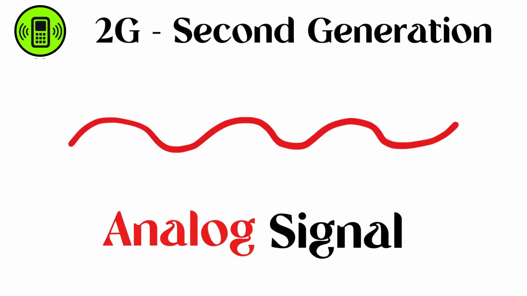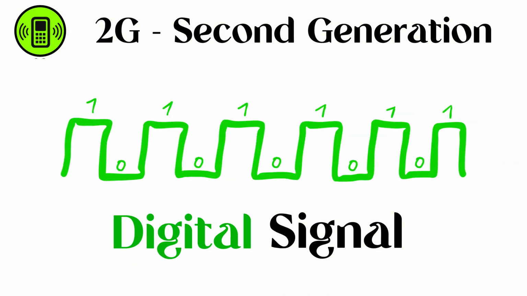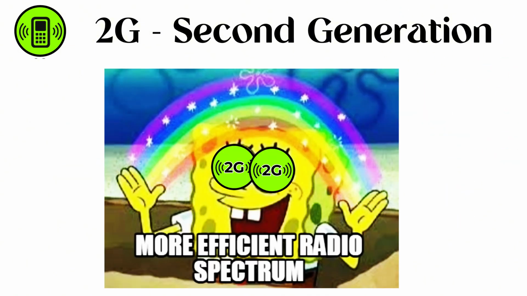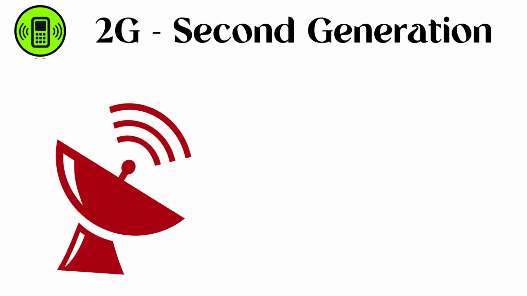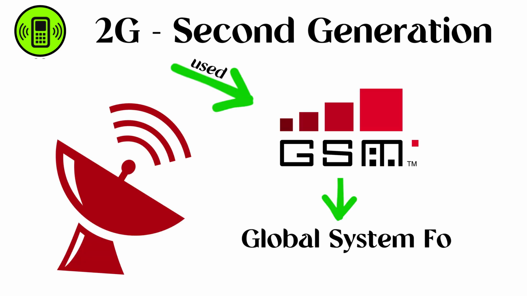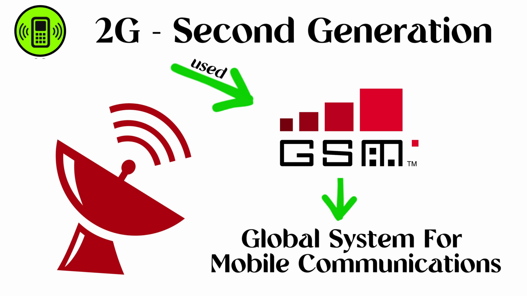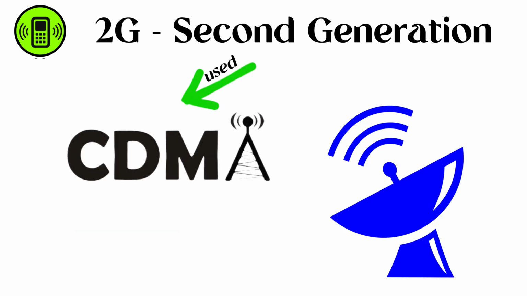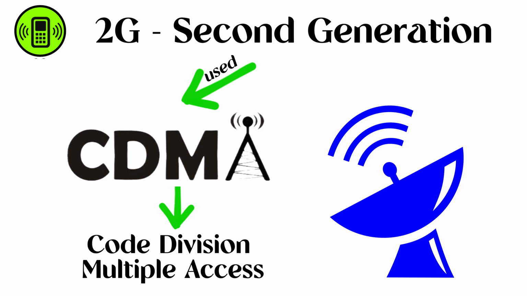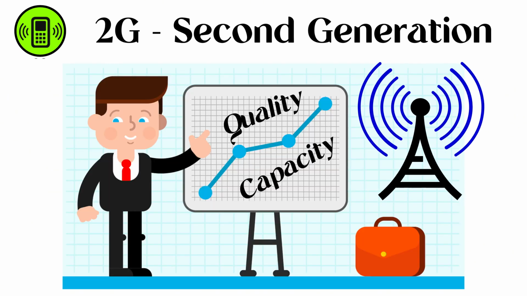The major change in 2G was the switch from analog to digital, which allowed for more efficient use of the available radio spectrum. 2G networks use Global System for Mobile Communications, better known as GSM, and code division multiple access technologies to improve signal quality and capacity.